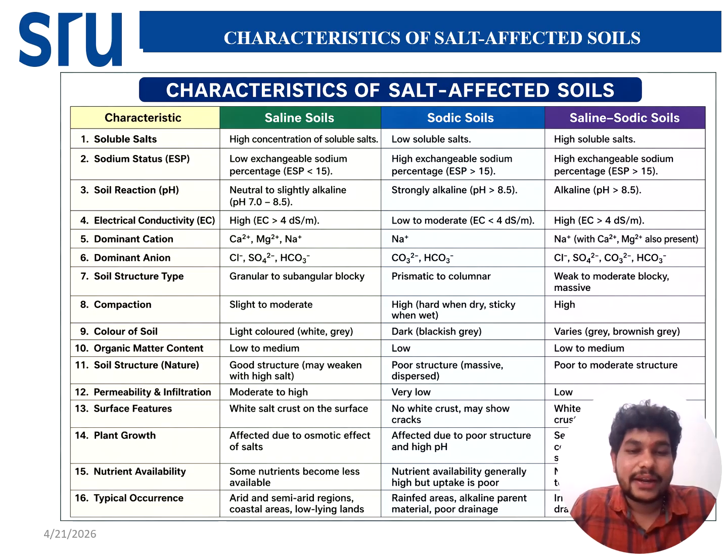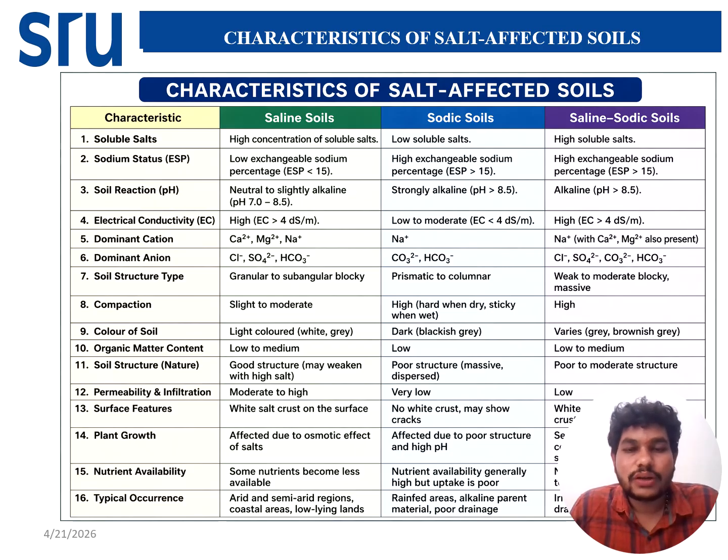Then the organic matter content. Organic matter content in saline soil is less compared to normal soil, but it is more compared to sodic soil. Organic matter content in sodic soil is low compared to saline soil, and also in saline sodic soil the organic matter content is low. Soil structure is good in saline soil, and in sodic soil soil structure is poor. So the permeability and infiltration rate is moderate to high in saline soil, and very low in sodic soil due to the compaction and the formation of crust.